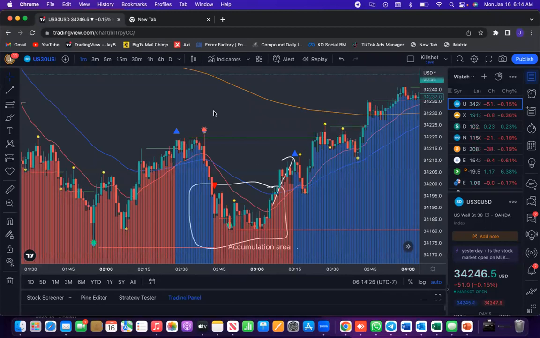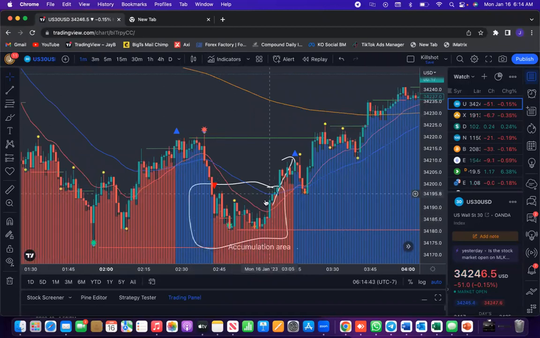Yes, it's the same thing as consolidation. That's what's happening in consolidation. That's why the market consolidates out, is because it's trying to accumulate volume before it decides what direction it wants to go.